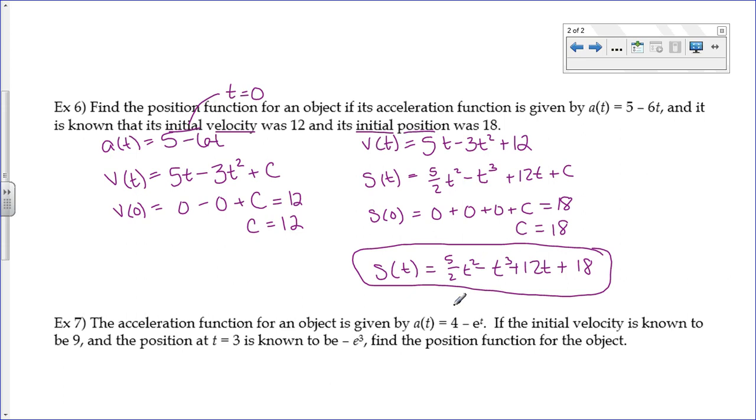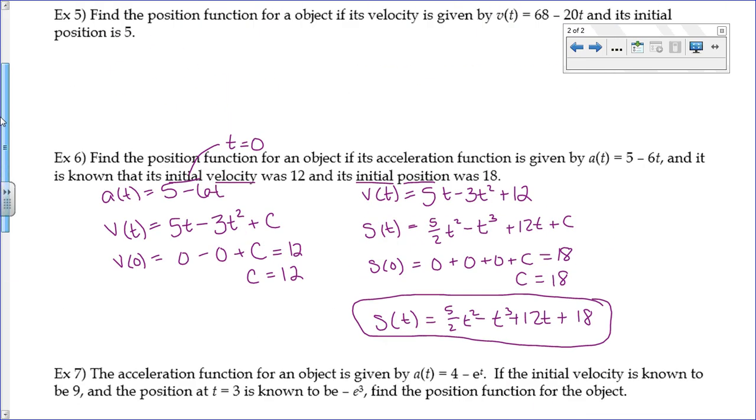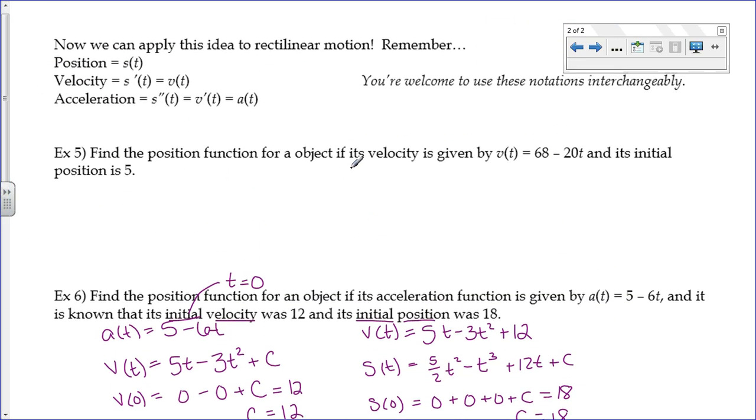All right, I want you to take a second, pause the video, and then come back and we'll do example 5 together, and we'll save example 7 for when you come into class tomorrow, all right? So just look at number 5 and try and do 5 on your own. Come back. It's a nice, easy one. Pause. I hope you paused. Okay, now you're back. Find the position if its velocity is given by this.